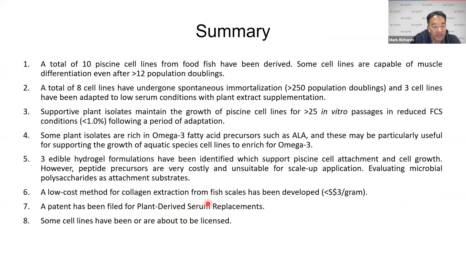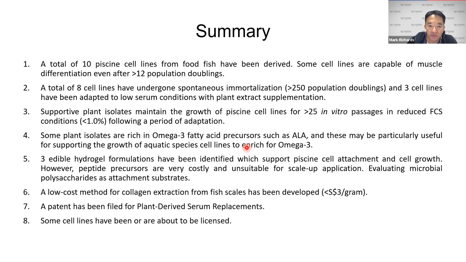So in summary then, what we have currently is about 10 fish cell lines from food fish. And some of these lines are capable of muscle cell differentiation even after 12 population doublings. 8 lines have undergone spontaneous immortalization, and we've managed to adapt several to low serum conditions with plant extract supplementation. Supportive plant isolates maintain the growth of these fish cells for over 25 passages in reduced serum conditions following adaptation. And some plant isolates are rich in omega-3 fatty acids, particularly ALA.